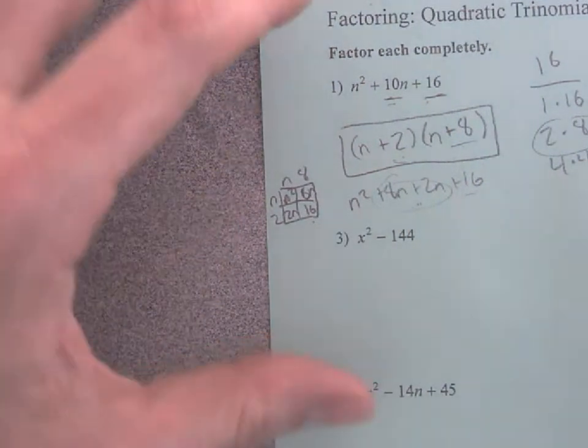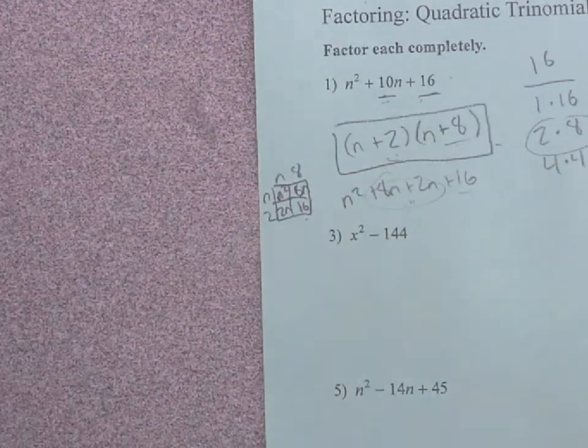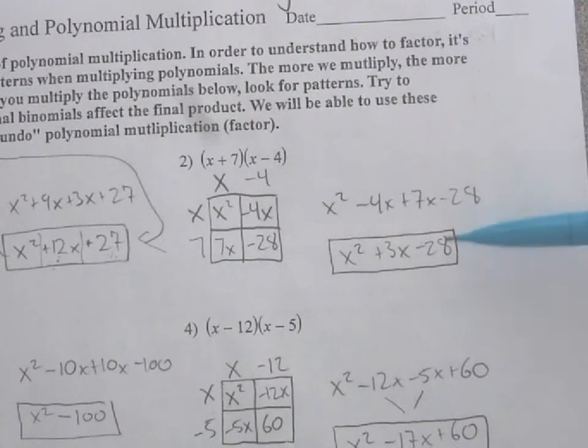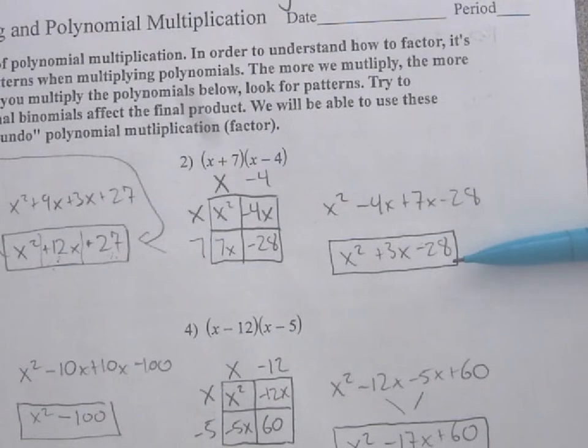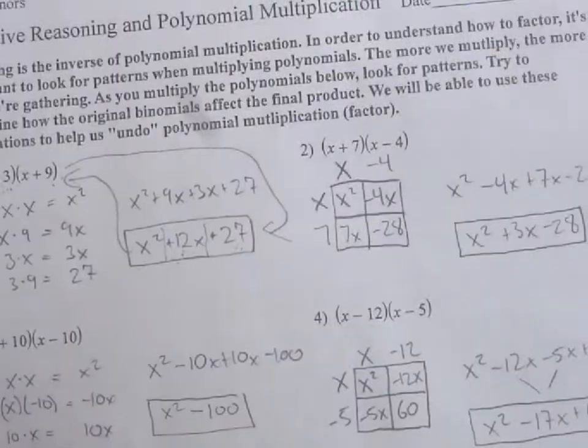Okay, what we're trying to do is start at the end and go back to the beginning. Basically, the exact opposite of what we're doing here. We're going to start with the product and see if we can work our way backwards to get to the original factors, and that's called factoring. Okay, let's do a couple more.